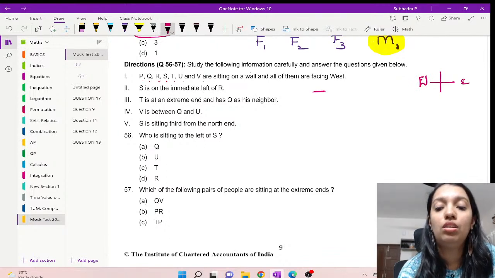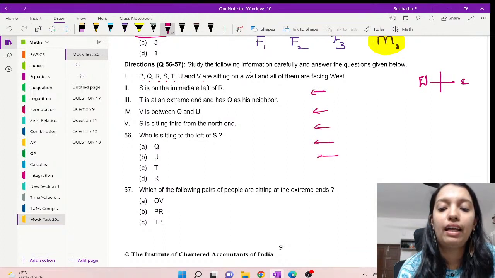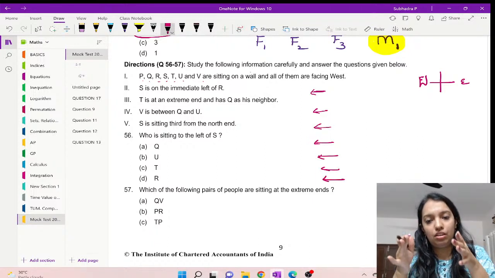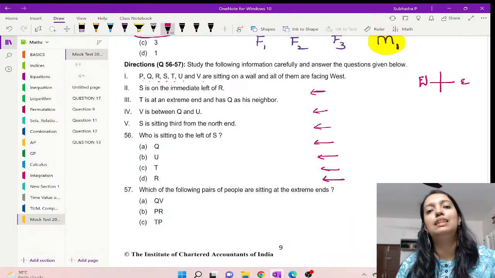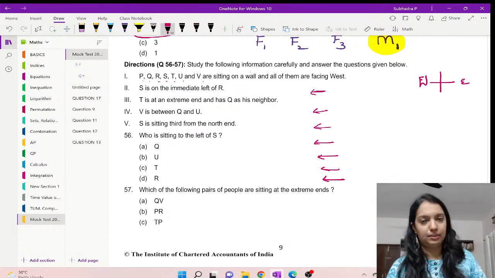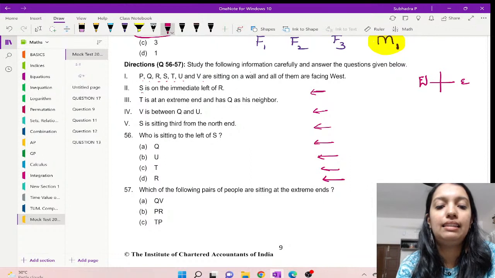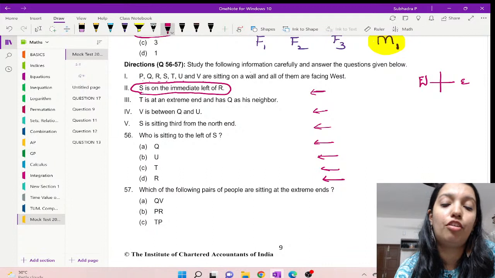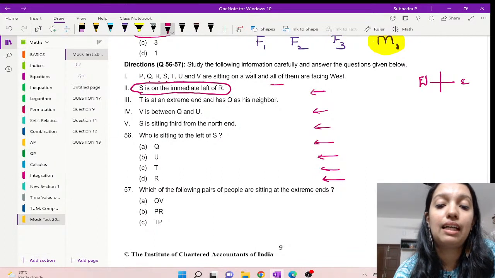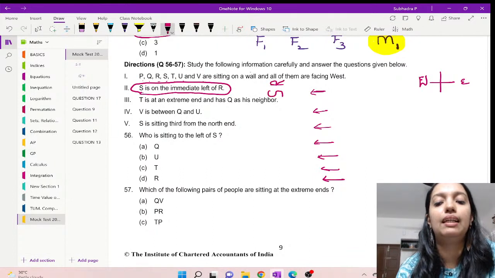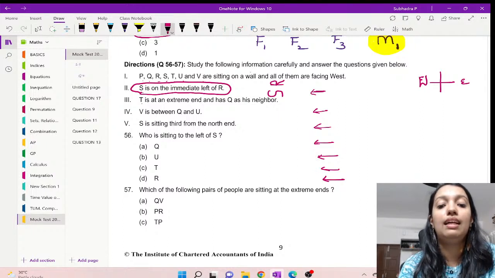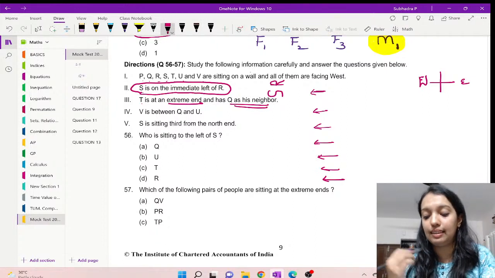So 1, 2, 3, 4, 5, 6, 7. 7 people are sitting. They are facing in the west direction like this. Next. S is immediate left of R. So that means left of R, wherever there is R, S will be sitting like this. T is in the extreme end and Q is the neighbor. T is in the extreme end.